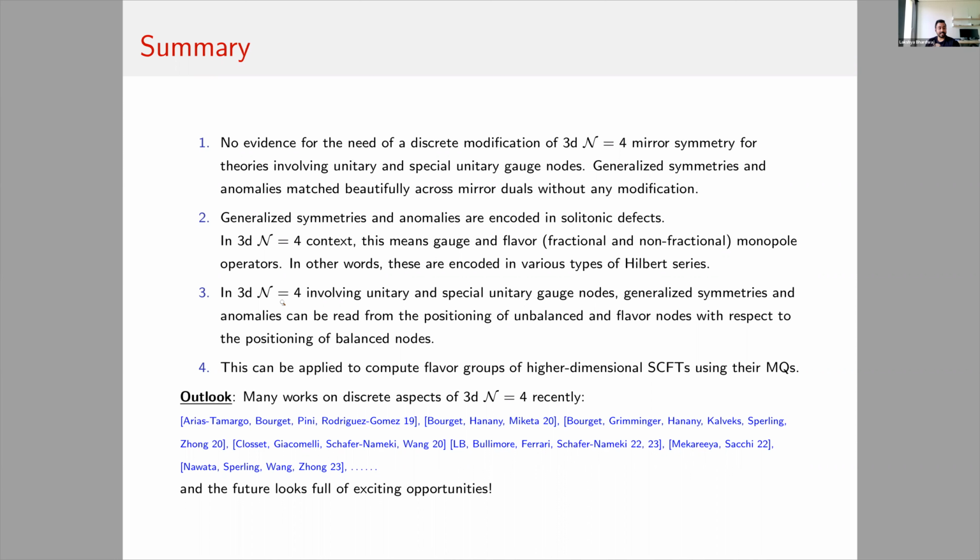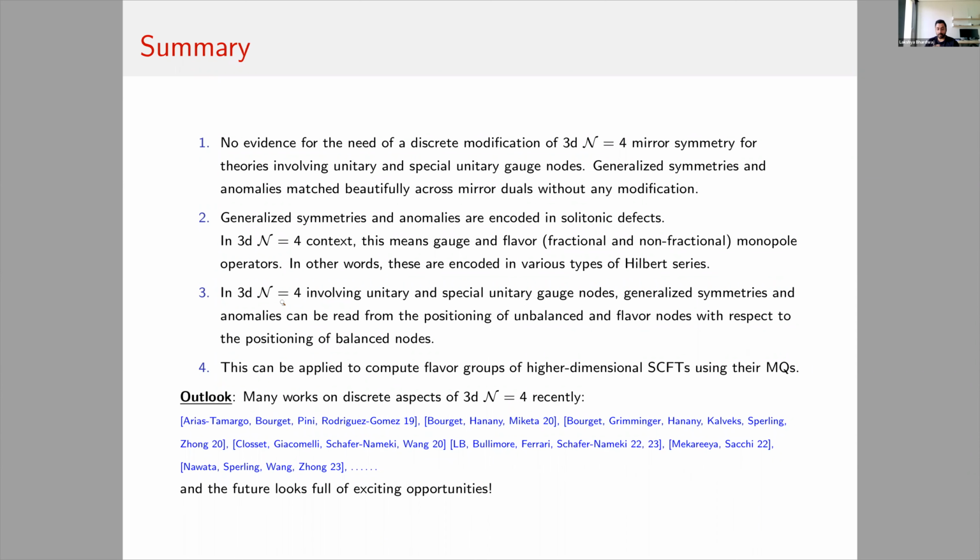And the last point is that all of this technology that was developed in this context of mirror symmetry that I presented can actually be applied to magnetic quivers. And this can then be used to compute flavor groups for higher dimensional superconformal field theories, and possibly also other kinds of higher form symmetries and anomalies that we haven't looked at, but it would be a nice, interesting future direction.